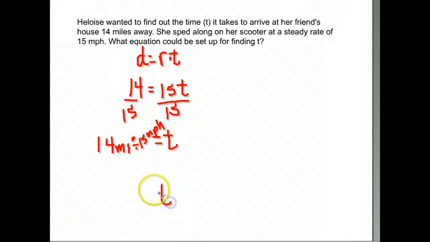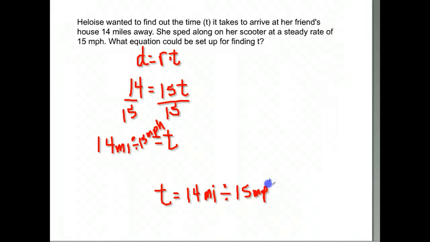And we get her time is 14 divided by 15, which if we wrote that out longhand, the time is 14 miles divided by 15 miles per hour. So I'm going to rewrite that so it looks a little better. Okay, so again, to find her time, we would take her 14 miles she traveled and divide that by her speed of 15 miles per hour. That would give us her amount of time.